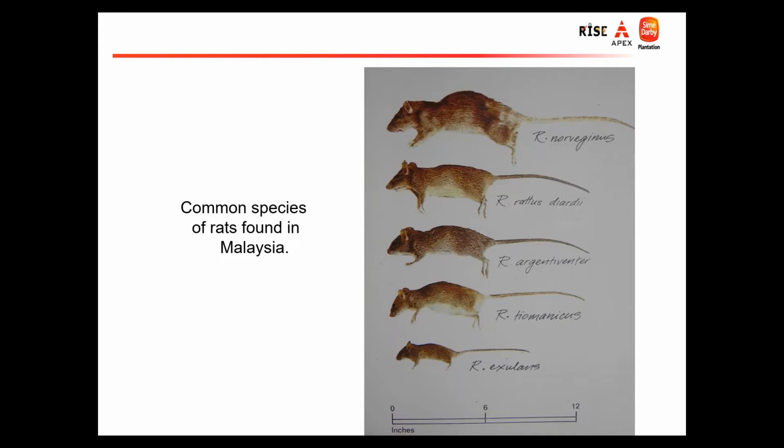These are the common species of rats in Peninsular Malaysia, but not the only species. I think in Malaysia we have some 20 odd species. So in the oil palm plantation, these are the common ones. Common in oil palm are the Diardii, Argentiventer, and the Tiomanicus. Okay, next.